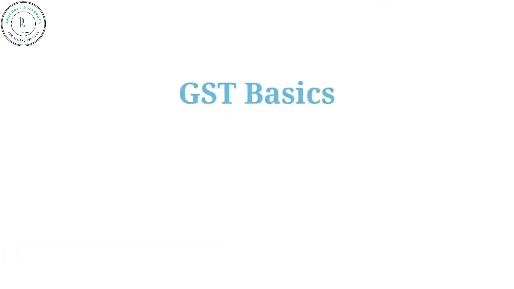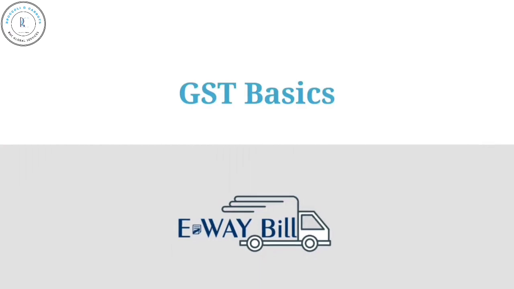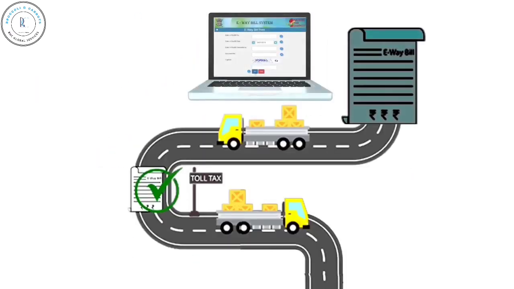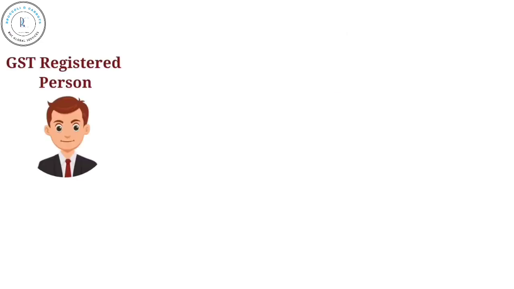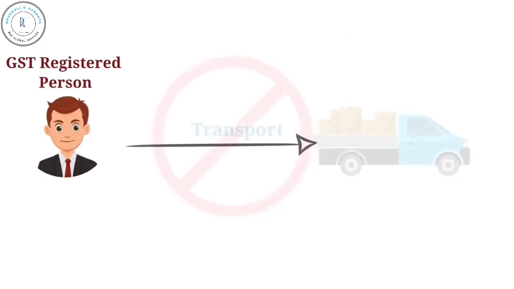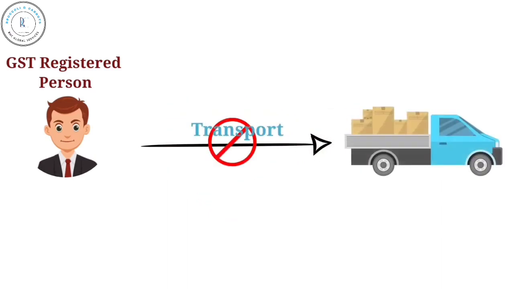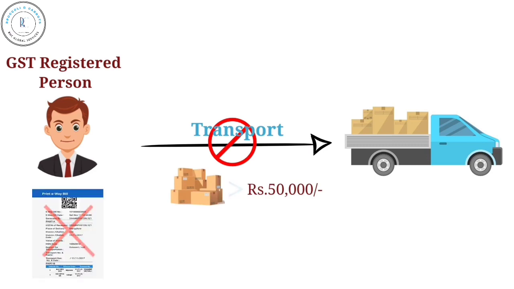Today, we shall be discussing the concept of e-Waybill. What is an e-Waybill? E-Waybill is an electronic waybill for movement of goods, to be generated on the e-Waybill portal. A GST registered person cannot transport goods in a vehicle whose value exceeds 50,000 rupees, per single invoice or bill or delivery challan, without an e-Waybill.